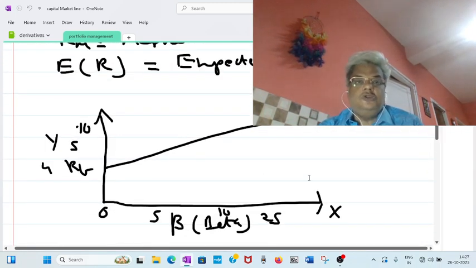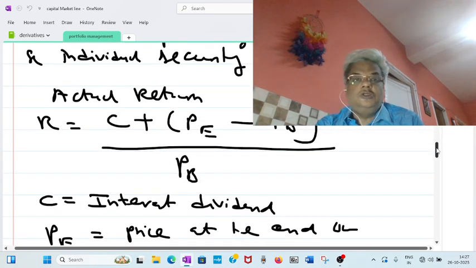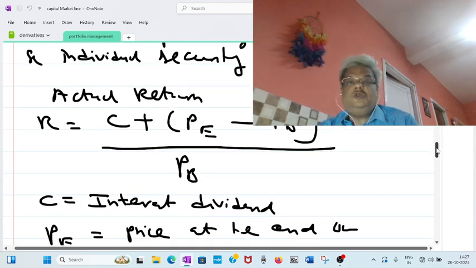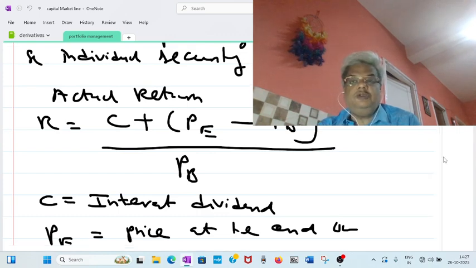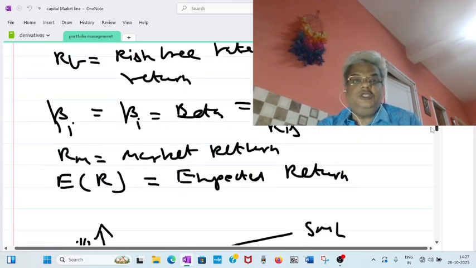So here also on the x-axis we measure the systematic risk, that is beta, and on the y-axis we measure the risk-free rate of return and the risky asset. So at 0, say the risk-free rate is 4%, and as the beta increases, the security market line also increases. Basically, security market line gives you the estimated return, as you can see, ER.